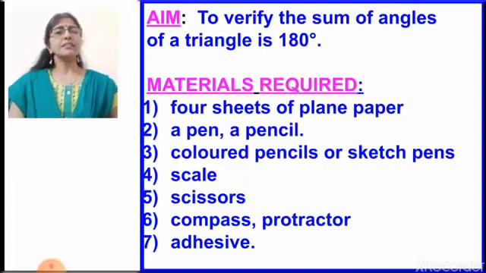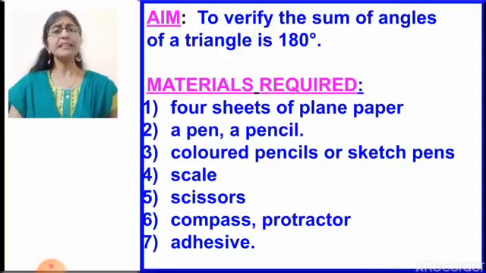So first we will write on the right hand side. You know that right hand side pages are used for writing, and for sticking pictures we will use the left side. So first you will write aim. So aim is to verify the sum of angles of a triangle is 180 degrees.